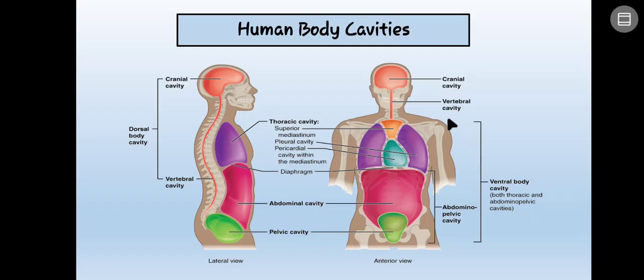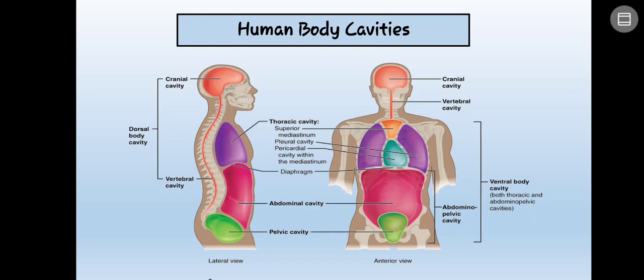So, in summary, we have two major human body cavities. The dorsal body cavity, which consists of the cranial cavity, which houses the brain, and then the vertebral cavity or the spinal cavity, which houses the spinal cord. And then we have the ventral body cavity, which consists of the thoracic cavity and then the abdominopelvic cavity. And the abdominopelvic cavity can further be divided into the abdominal cavity and the pelvic cavity.